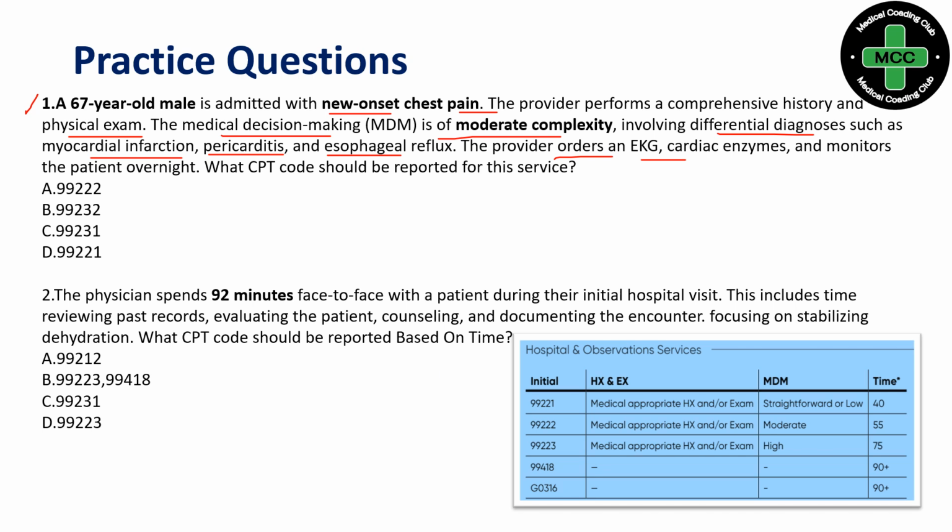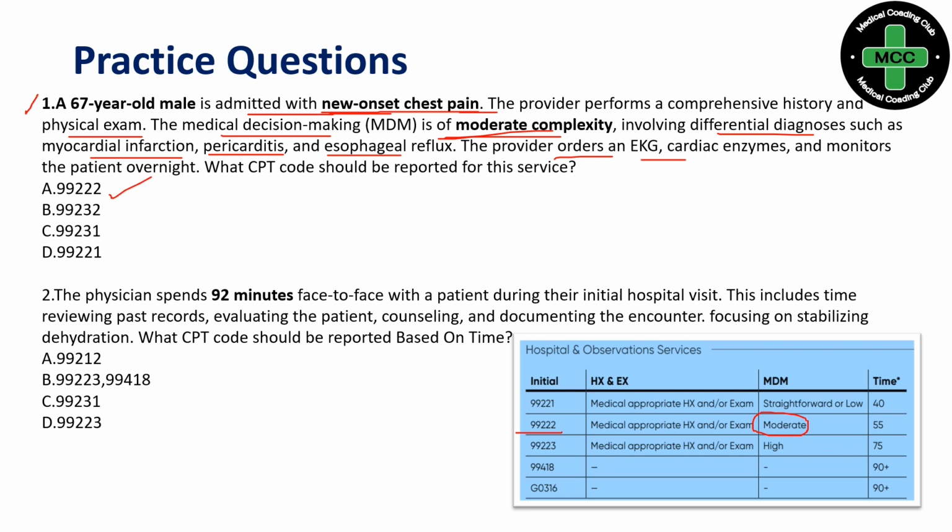Considering MDM or time, that complexity you will face only in the E/M outpatient setting. When you are dealing with an IP question, they'll directly give MDM is moderate, MDM is low, likewise. So here MDM is moderate complexity. New onset chest pain, admitted, so this is an initial visit. Initial visit, MDM is moderate. So the answer must be 99222. 99222 will be the answer for this particular question.